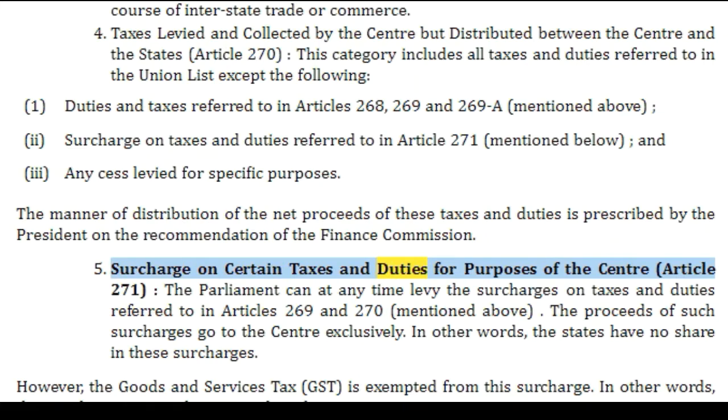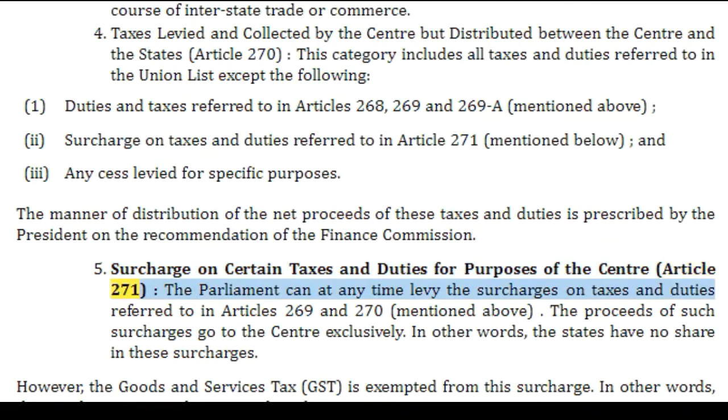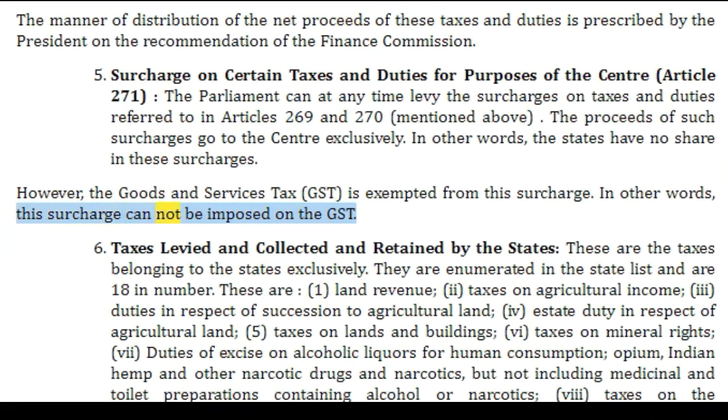Surcharge on certain taxes and duties for purposes of the center, Article 271. The Parliament can at any time levy surcharges on taxes and duties referred to in Articles 269 and 270, mentioned above. The proceeds of such surcharges go to the center exclusively. In other words, the states have no share in these surcharges. However, the goods and services tax, GST, is exempted from this surcharge. In other words, this surcharge cannot be imposed on the GST.